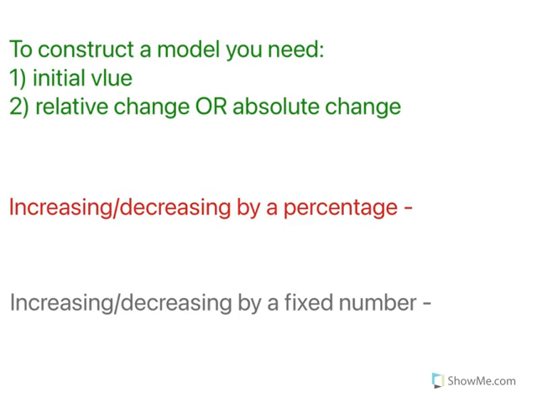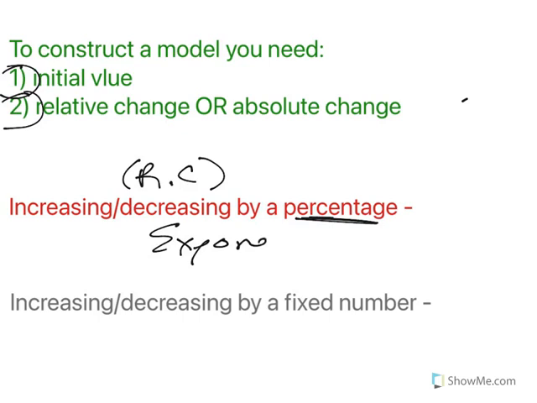To construct models, we are going to need two things. We always need an initial value, and we need to know whether it's relative change or absolute change. That's because if it's by a percentage, we would know this is relative change. That means we have an exponential model. So when you're looking at something and it's a 6% increase, that should send off an explosion in your brain that says exponential model.